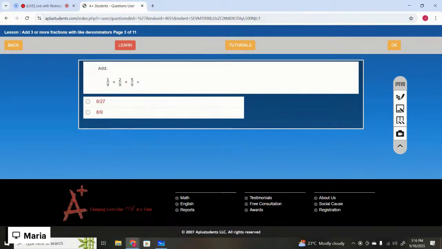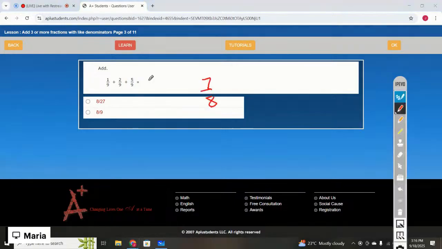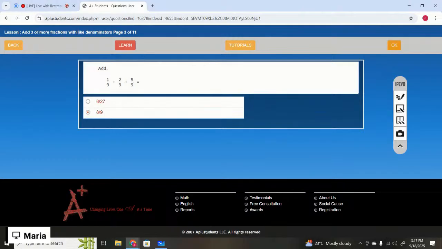One by 9 plus 2 by 9 plus 5 by 9. That is 5, 6, 7, 8. 8 over 9 it is. Option number 2 is the correct option. Eight over 9 it is. Option number 2 is the correct option.